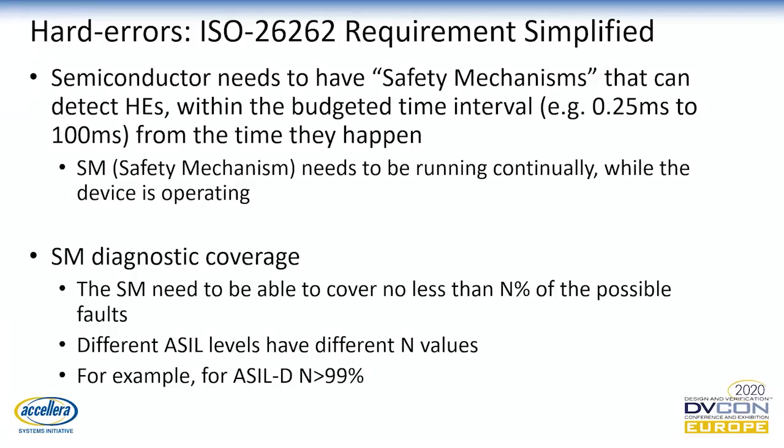So how do you define diagnostic coverage for this safety mechanism? Every safety mechanism needs to be able to cover not less than n% of the possible faults. This n is defined in ISO 26262. For ASIL D, which is the highest level we have seen in the previous slides, this n should be greater than 99%. So 99% of the possible faults in the device should be covered in order to achieve ASIL D level certification.